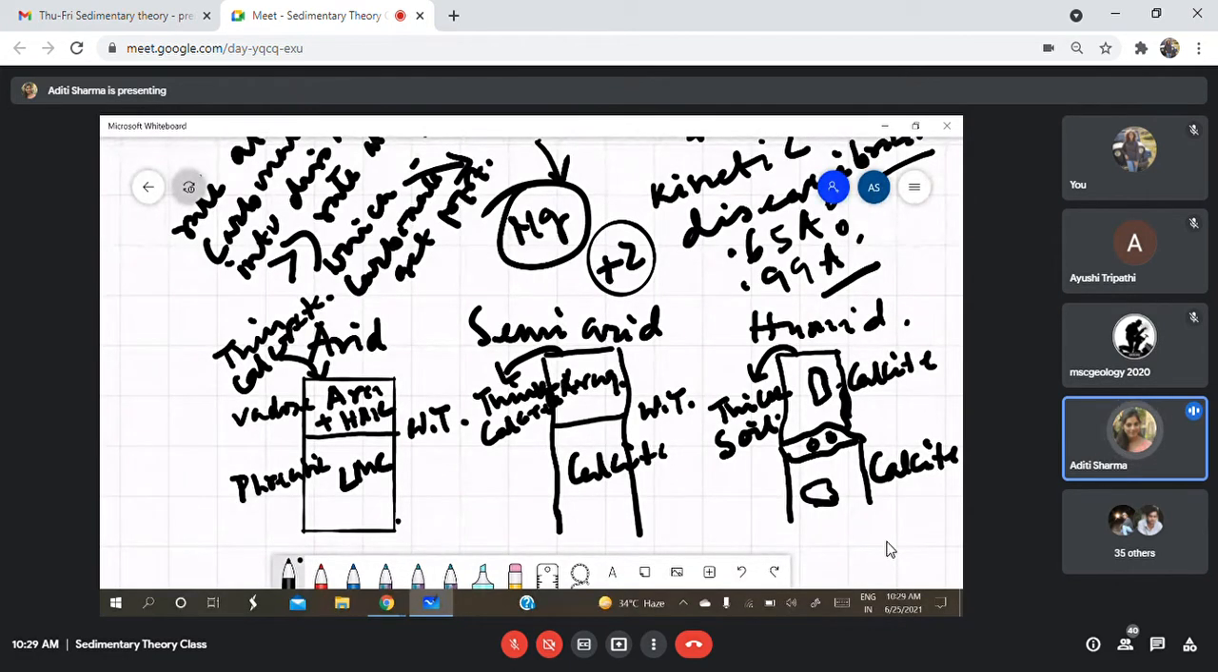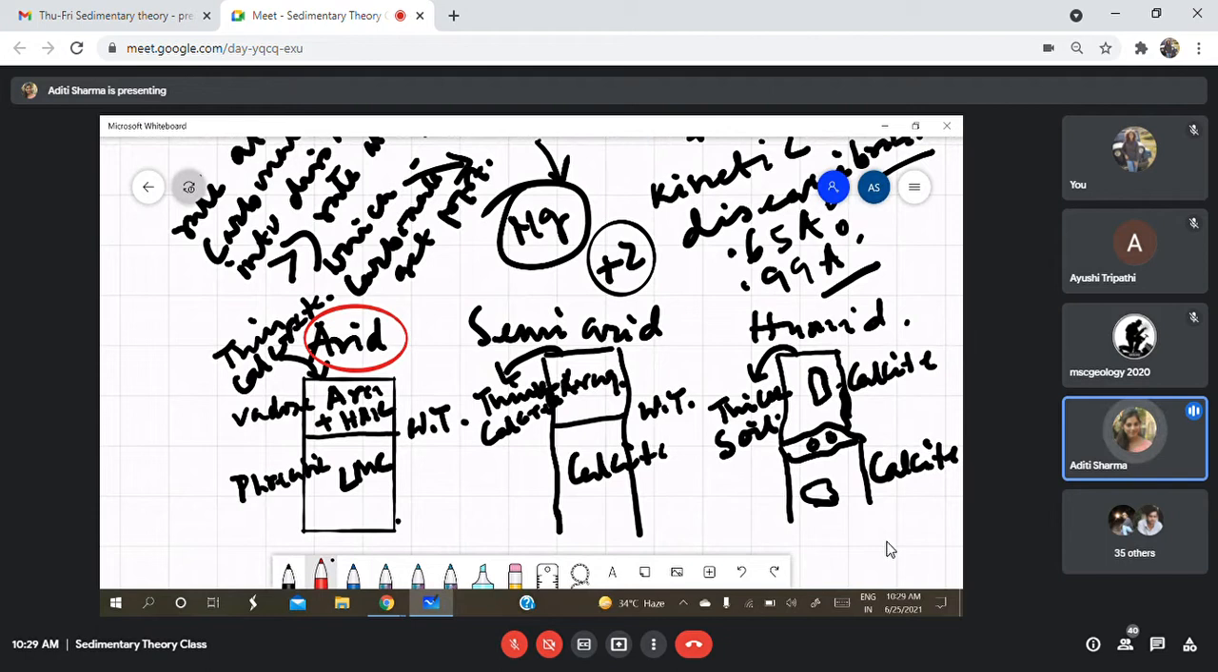What I am seeing is that in case of arid, you are getting a thin calcrete that is forming. No soil, only thin calcrete. The mineralogy in the vadose zone is still remaining aragonite and high Mg calcite. Only at the phreatic zone is it changing to low Mg calcite. This is the water table.